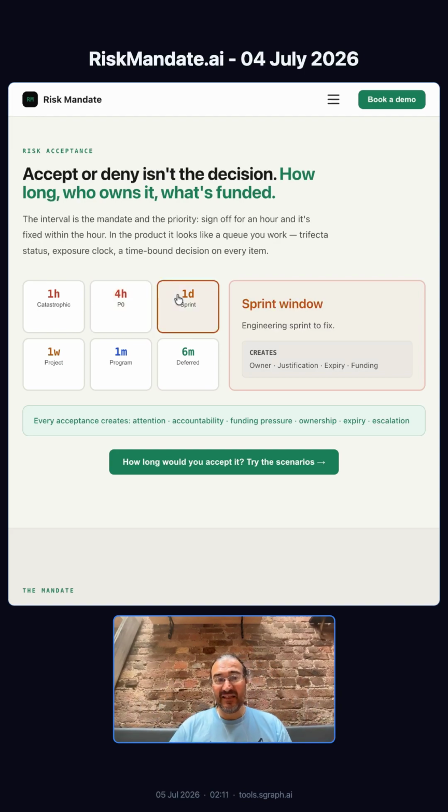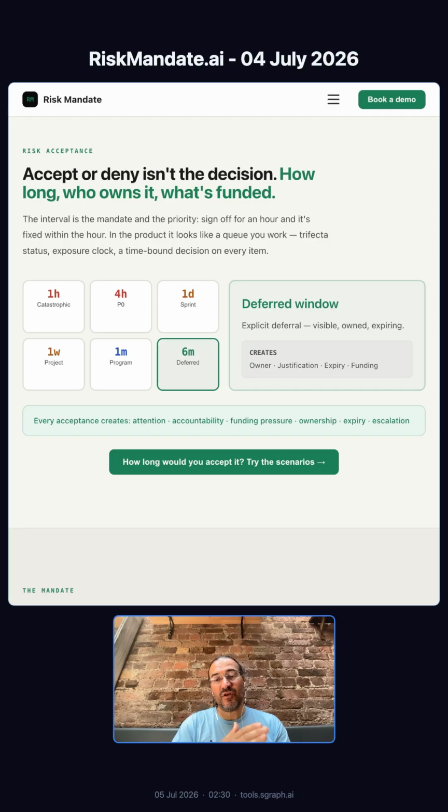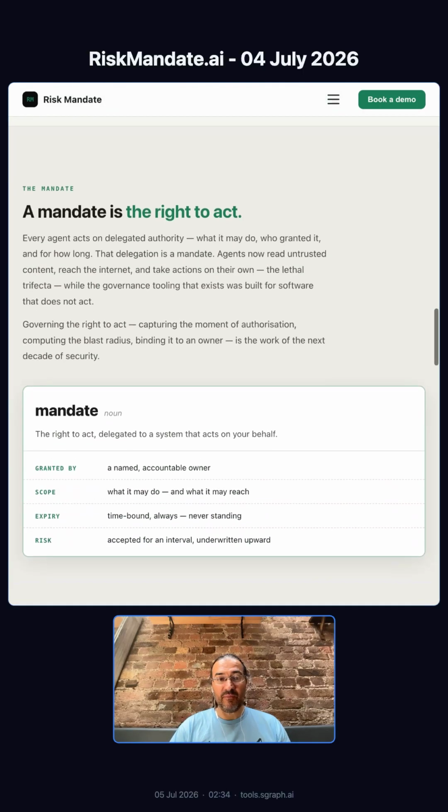If it's about a day, it has to be immediately injected into the existing sprint. If it's about a week, it needs to be a project. If it's a month, you have a program, and if it's six months, you defer it, which is fine. You still accept it for that. So the question is, how do you view that risk once you accept it? How much do you want to do something about it right now? I guess that's the key point.